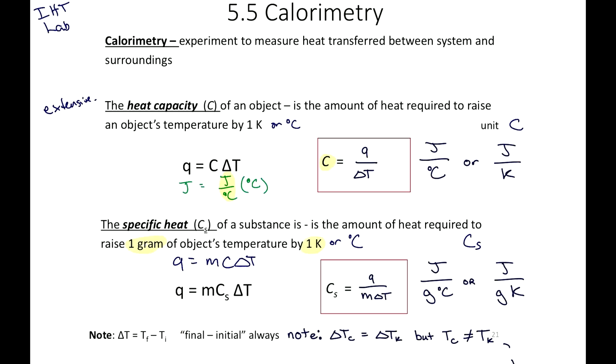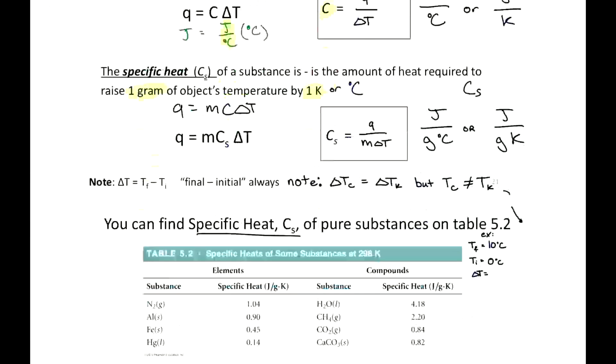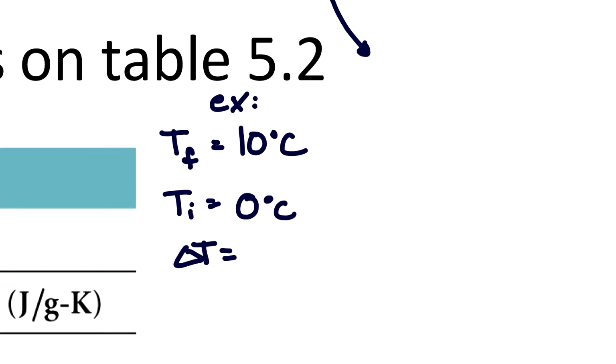The reason is because all of these equations use delta T. The change in temperature in Kelvin is the same as the change in temperature in degrees Celsius. But that does not mean that a Fahrenheit or a Celsius temperature is the same as a Kelvin temperature. That's what I have right here: the change in temperature in Celsius is the change in temperature in Kelvin. It's the same number, but your Celsius temperature is not the same as your Kelvin temperature. Let me give you an example, because this trips up a lot of people.